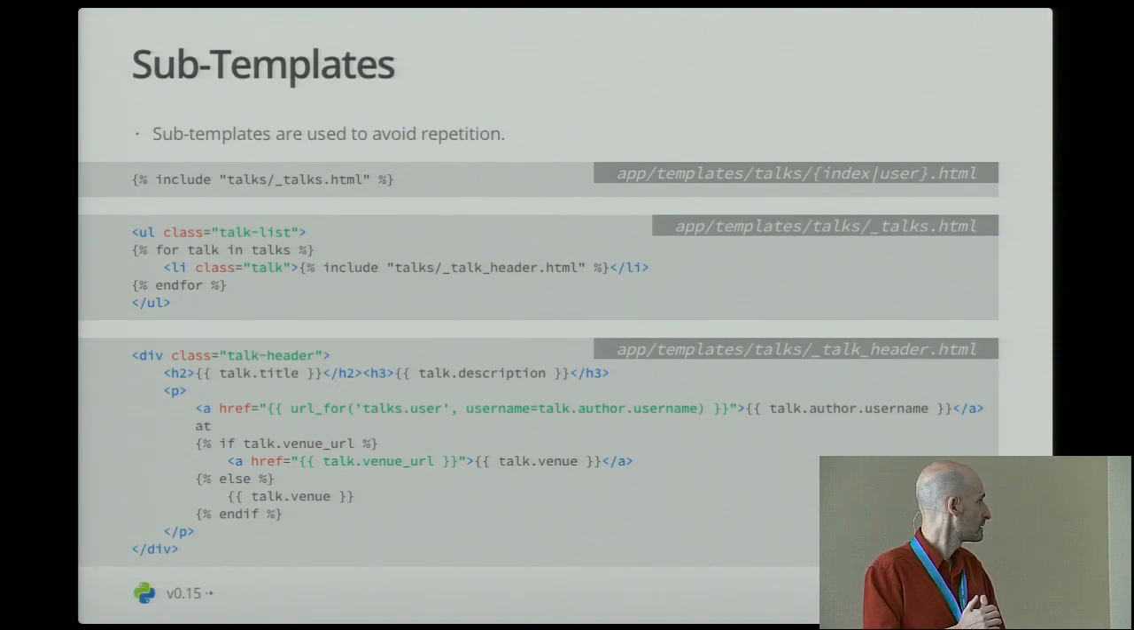The talk header shows the title, the description, and the user, which I make a link, so that you can click and it takes you to the profile page of that user. If there's a venue URL, that's also shown as a link. For example, if you do it on my website, when you click on the venue, it'll take you to the PyCon page. If there's no link, it shows the venue name alone, just as text. And that's it.